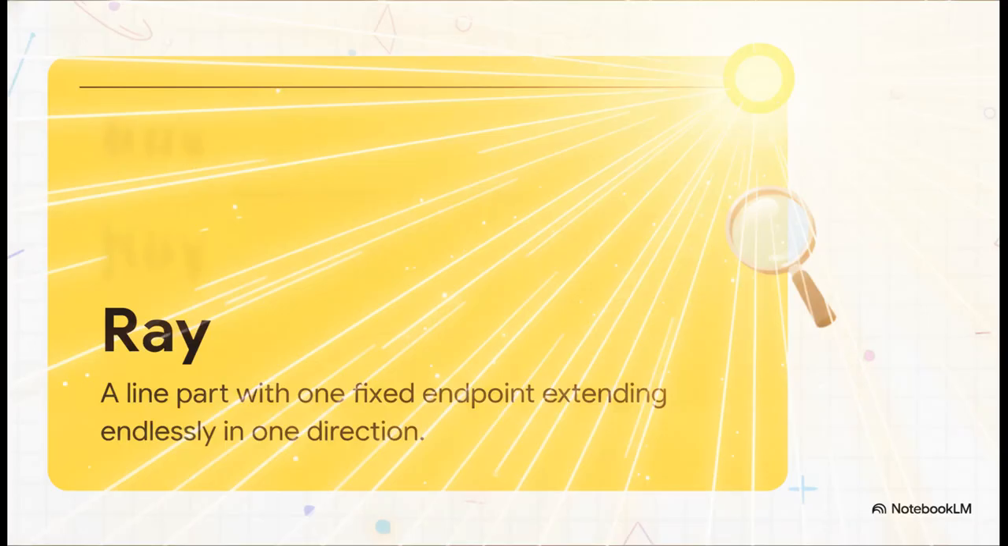Now, what if we kind of mash those two concepts together? Well, we get a ray. A ray has one fixed endpoint, but on the other side it extends endlessly in one direction. Think of sunlight. It's the perfect real-world analogy. The sun is the fixed starting point, and from there the light just shoots off endlessly into space.